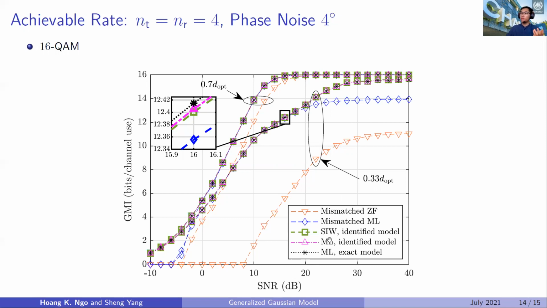Well, the SIW detector operated on the identified model achieves almost the same rate as the ML detector operated on either the identified model or the exact model. And here we note that the rate achieved with ML on the exact model is the maximal achievable rate of the system given this input distribution. So we see that with the SIW detector and using the generalized Gaussian model, we achieve a near optimal data rate.